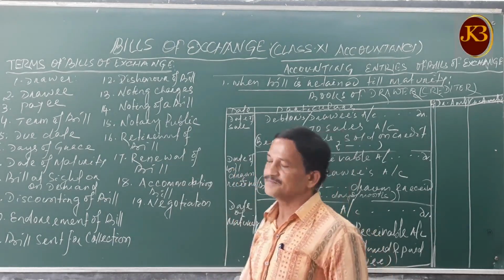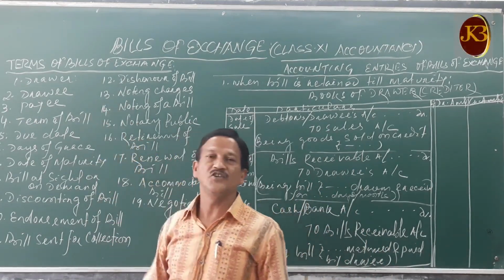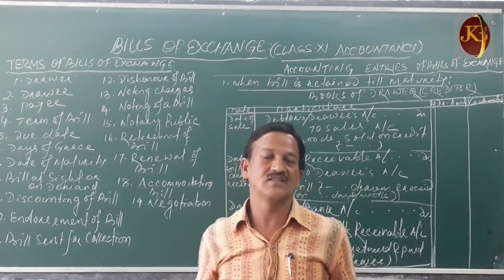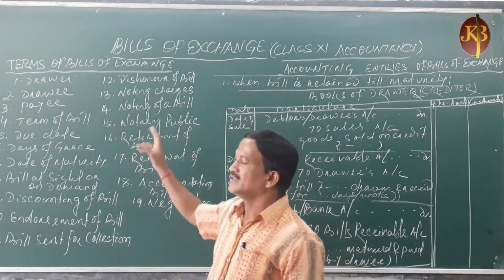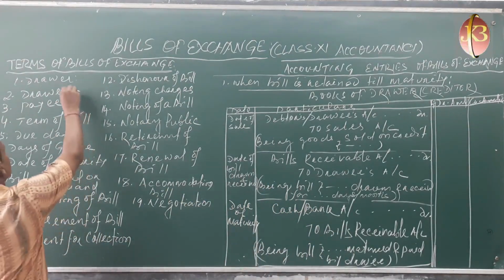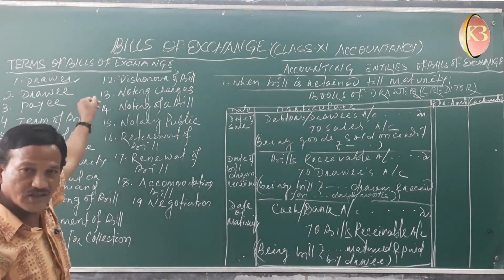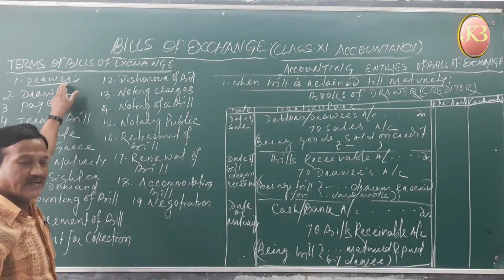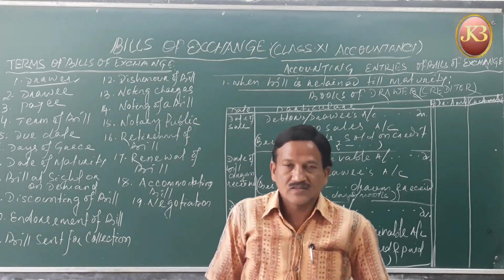In bills of exchange, there are certain basic terms. The first basic term is drawer. Who is a drawer? A drawer is a person who draws the bill, the maker of the bill. He is none other than the creditor. These are the parties of the bills. The first party of the bill is the drawer, who is the maker of the bill, who prepared the bill, or the creditor of the bill, who sold goods on credit to the debtors.